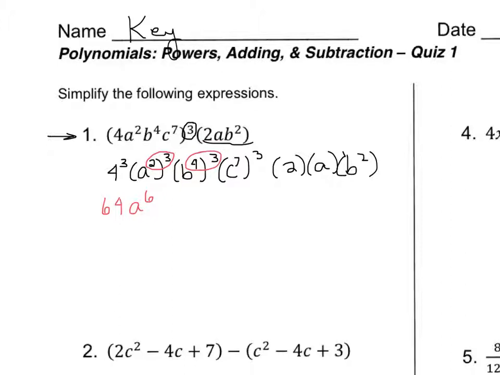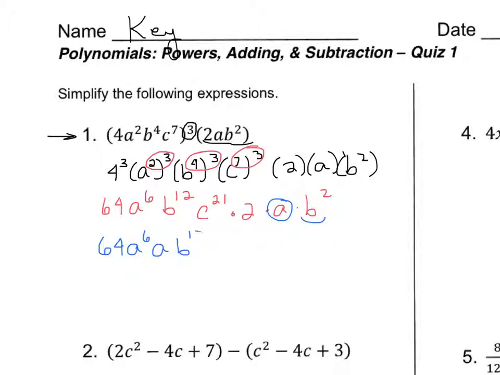Power rule, multiply exponents. Then I have to take it times 2 and times a and times b squared. I'm going to show you again all these steps. So I'm going to rewrite this by using the commutative property. I'm going to take this a and move it next to the a to the 6. I'm going to take this b squared and move it next to the b to the 12th. And my c to the 21st at the end.